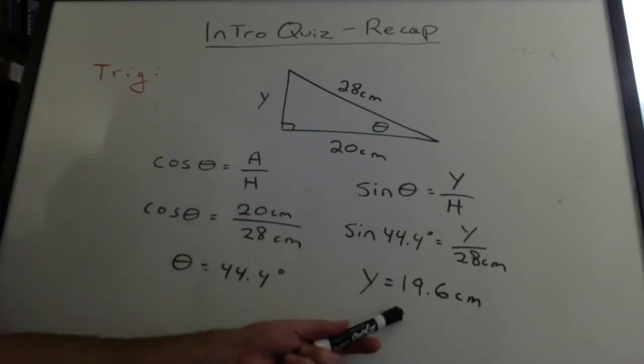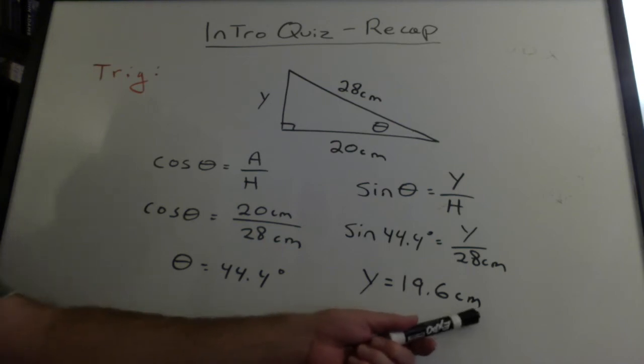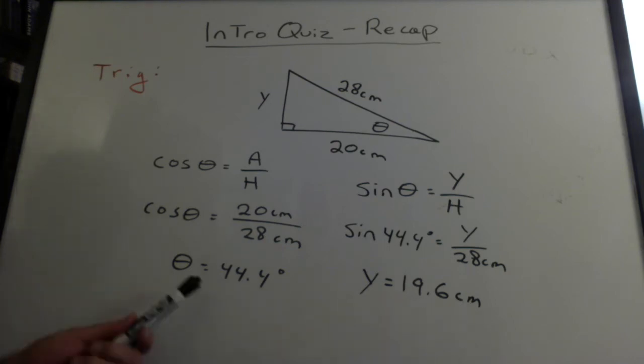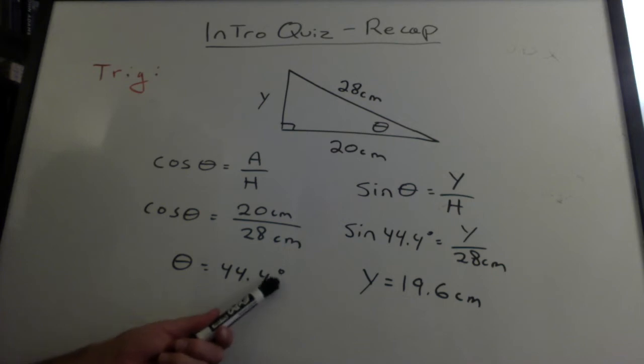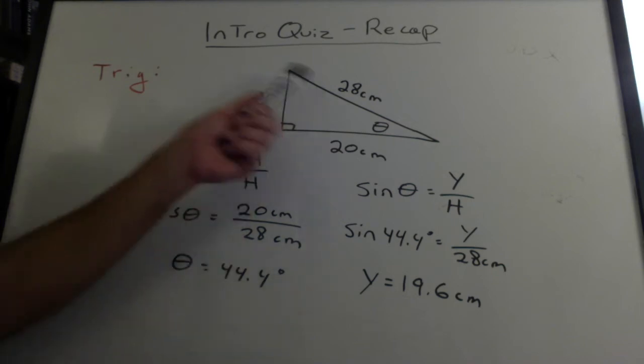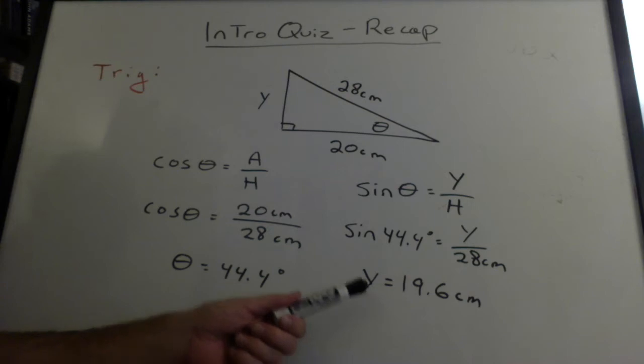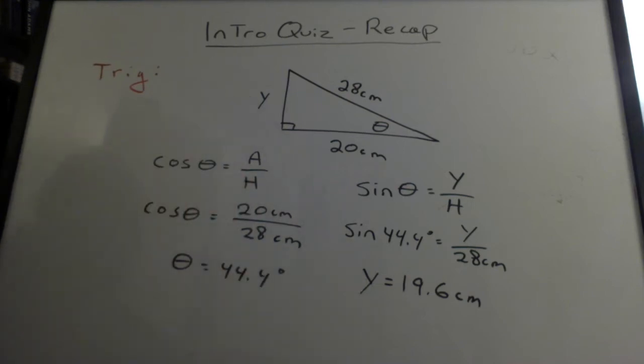Do the math, you get 19.6 centimeters. I'm including the units in my answer. If you have an angle and it's in degrees, you need to write degrees. Now you could double check this. You don't need to use sine. You could have checked it with Pythagorean theorem.